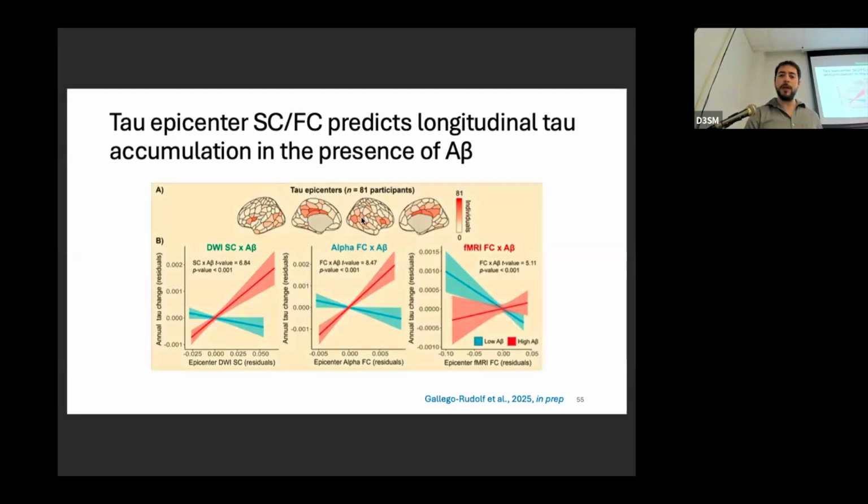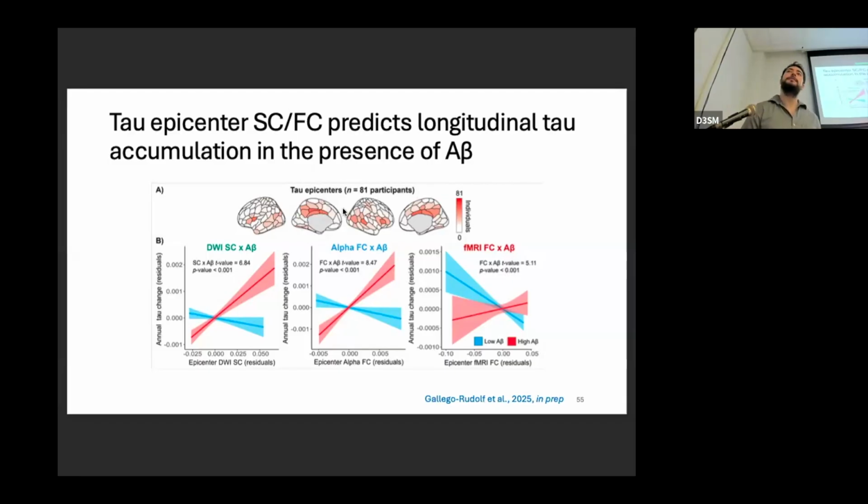And I forgot to mention here at the top, we have a map that shows the distribution of tau epicenters across participants. So you have the scale from 0 to 81 participants, which is the total amount that we have. And you see the color scale on each region represents how many participants had that region selected as a tau epicenter. So we see many regions in the temporal lobe and close to the posterior cingulate cortex that were defined as epicenter across many participants, where some other regions were not selected as epicenters in any case. And this distribution is very similar to what other people have reported at these early stages of the disease.